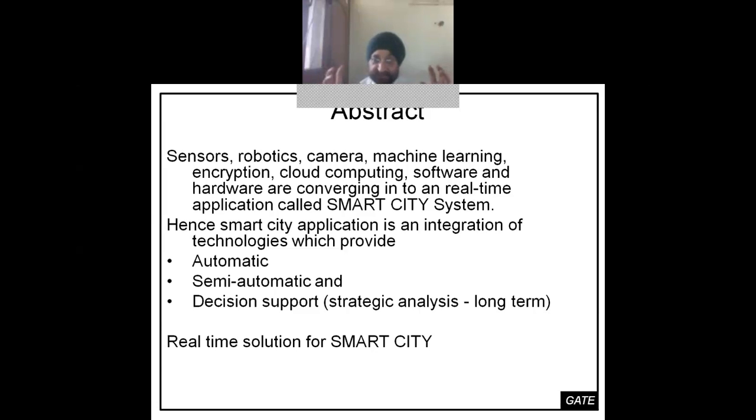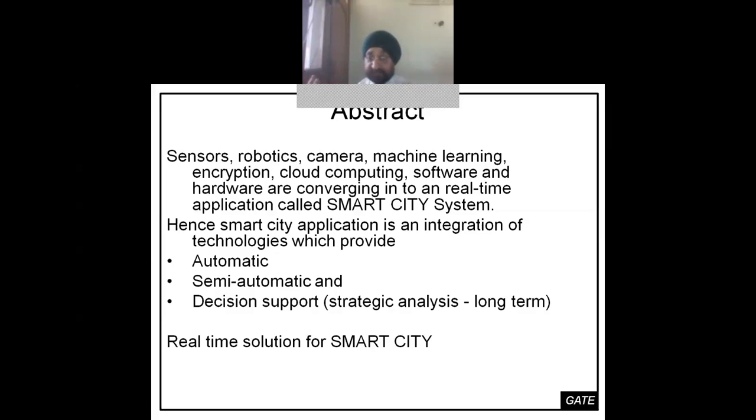So now the first thing is that the sensors, robotics actually keeping the sensor, and it is movable also. That's the difference between only sensors and robotics. And then the camera, machine learning is basically to record whatever is the existing and then take a better decision. That's use of machine learning in this. Encryption is required for the security and the safety of the data. And then the cloud computing. Cloud computing means it's a real time and for 24 hours it's available.